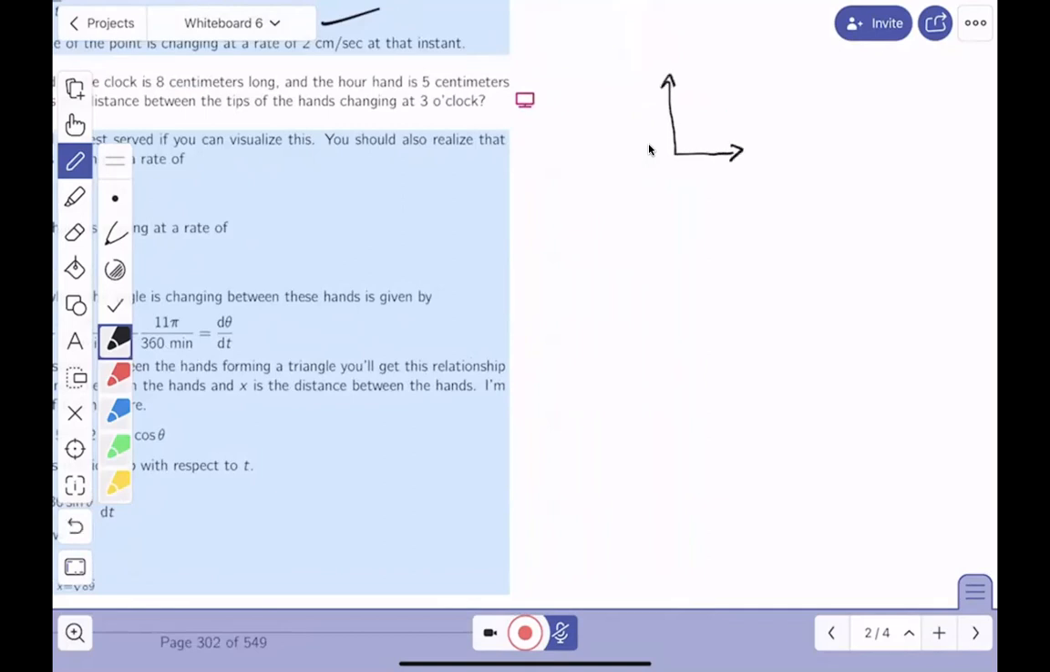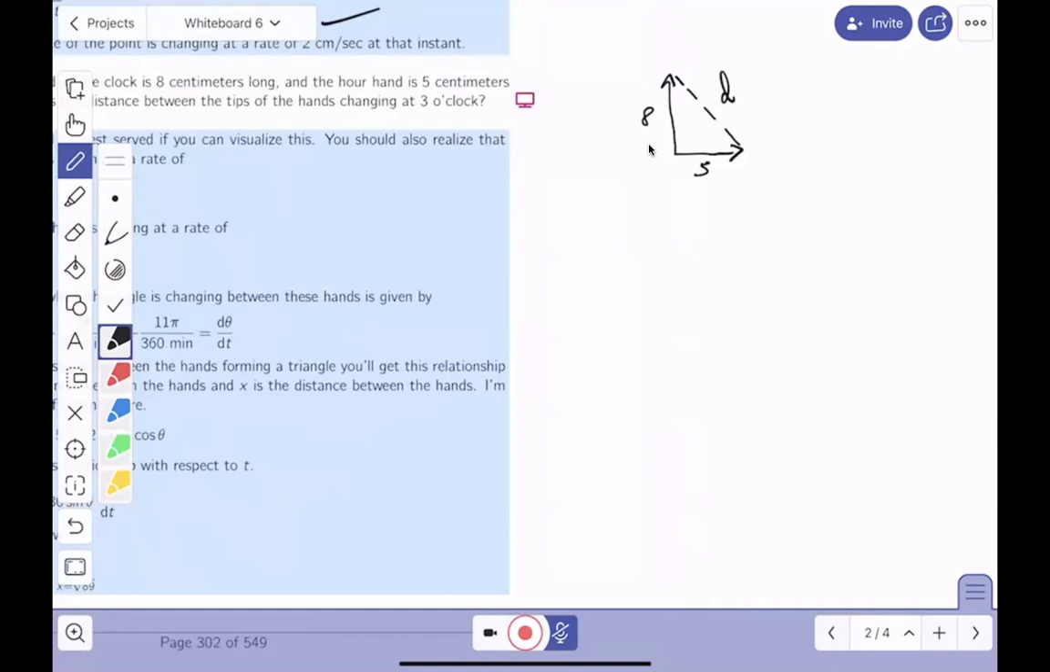With the hour and minute hands, the minute hand would be exactly on the 12 mark, which is 8 centimeters long. And this over here would be 5. Now, granted, this might seem difficult, but I want to point out the question asks about the distance changing. And I hope you realize the distance is getting smaller. Why? The minute hand is moving much quicker than the hour hand.